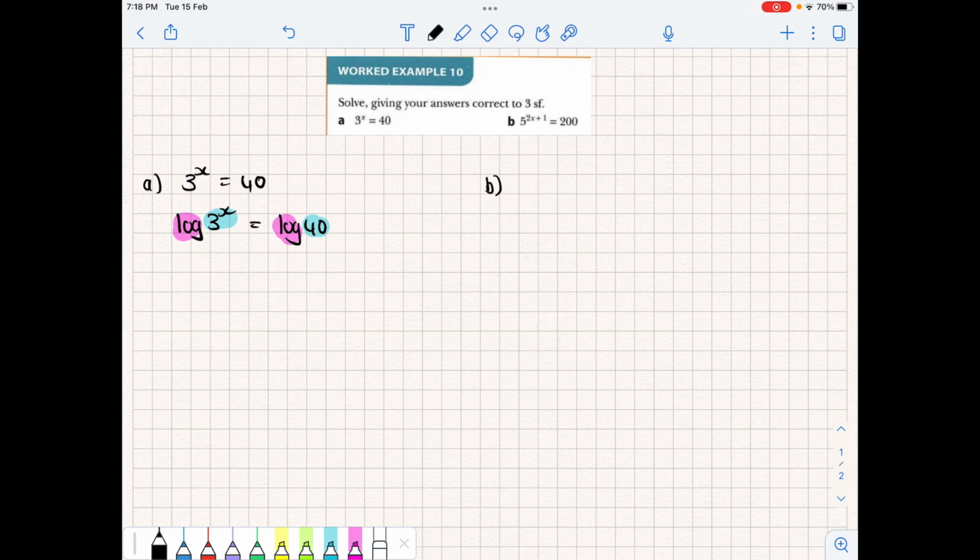From here, we're going to use the power rule. We're going to drop what we're trying to solve in front. So x is going to go to the front: x log 3 equal to log 40. And this is quite simple. We just divide both sides by log 3, and now we can solve for x.